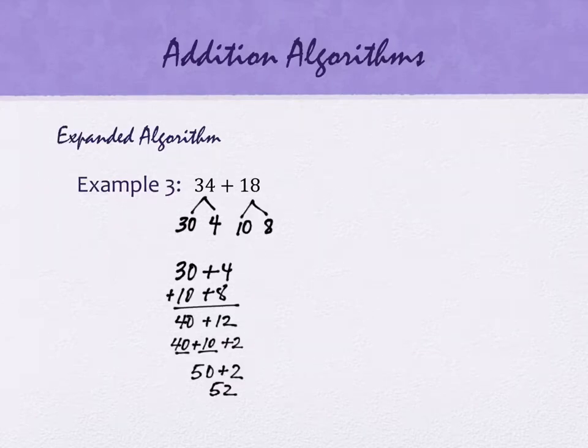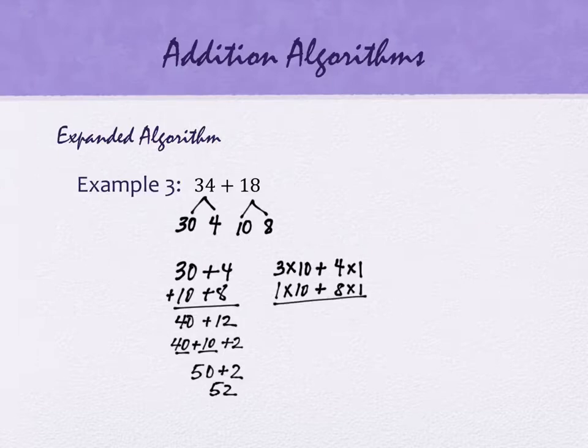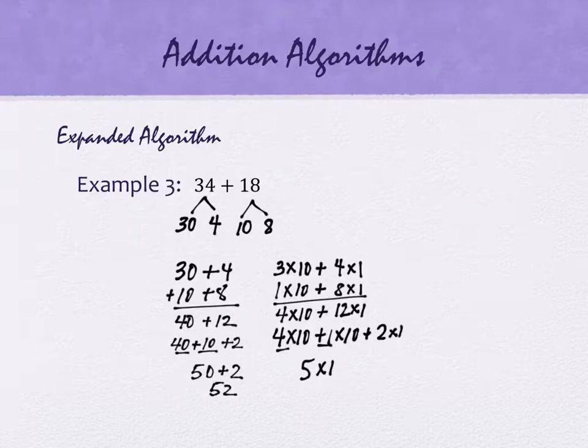Let me show you one other version of the expanded algorithm. I think this other one is the one that your book actually shows, so that way if you look back at it, you won't think, oh, she didn't show me that. So it actually breaks it down as saying that this is 3 times 10 plus 4 times 1, and 1 times 10, and 8 times 1. So it looks like this. Instead of 4 times 10 instead of 40, I have 12 times 1 instead of just 12. And then I break it down. So I have 4 times 10 plus 1 times 10 plus 2 times 1. And then I can combine those to be 5 times 10, 2 times 1, 52.